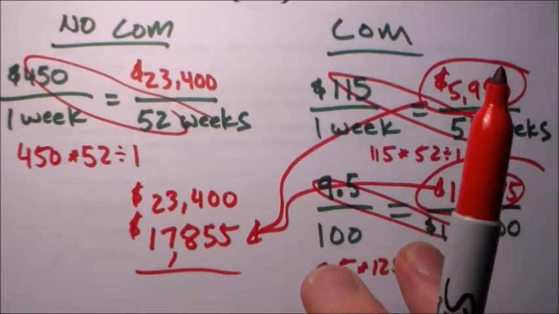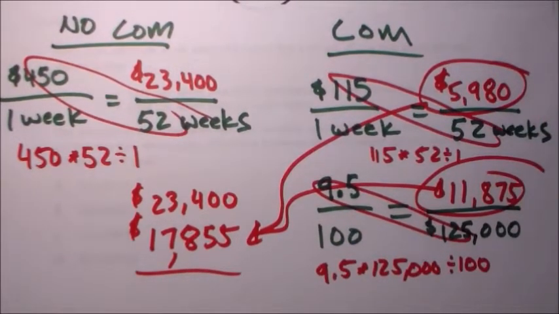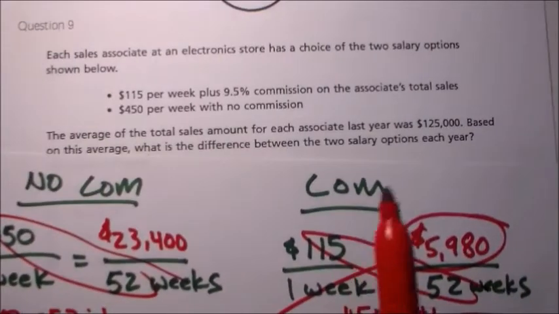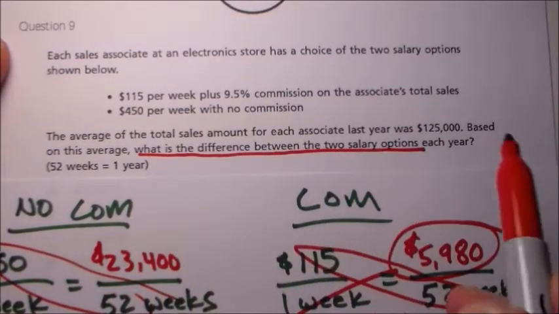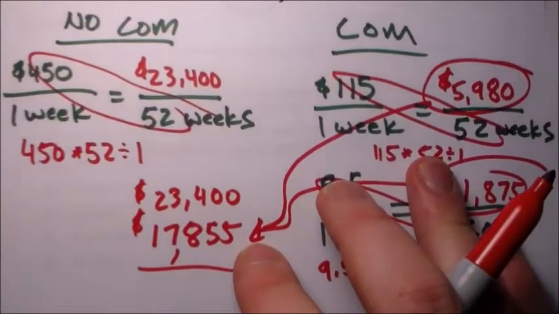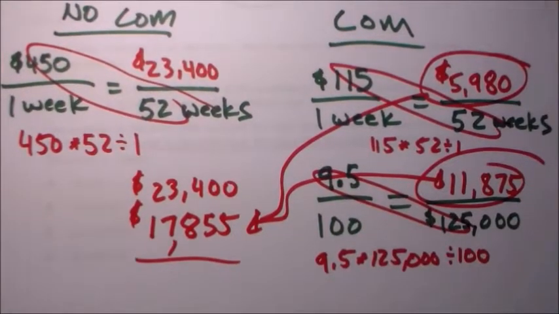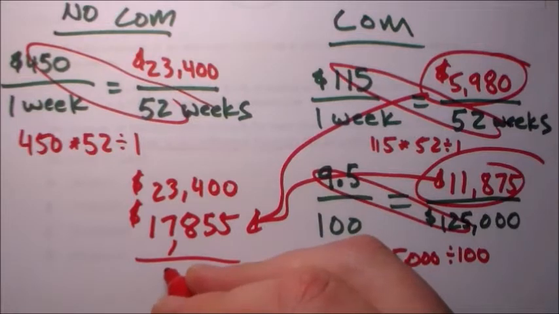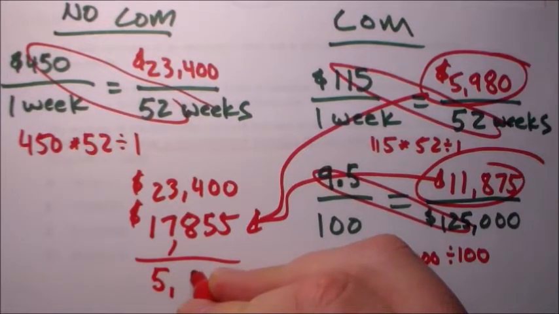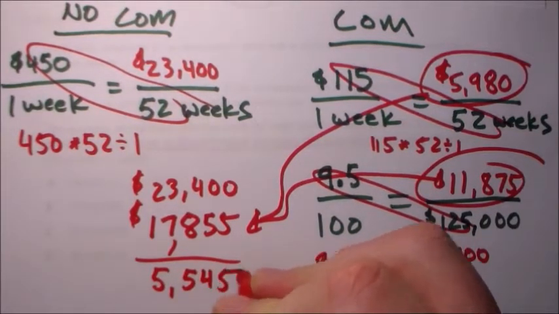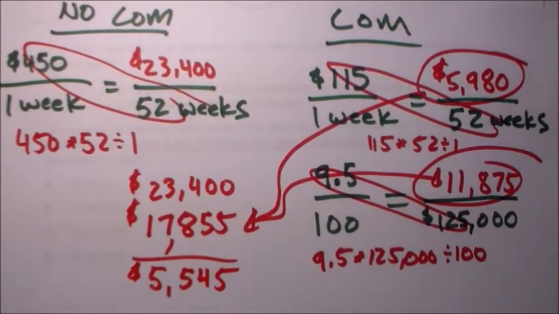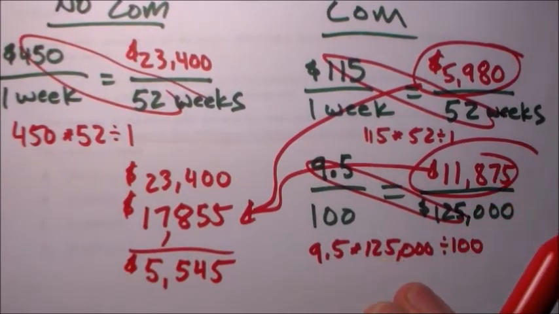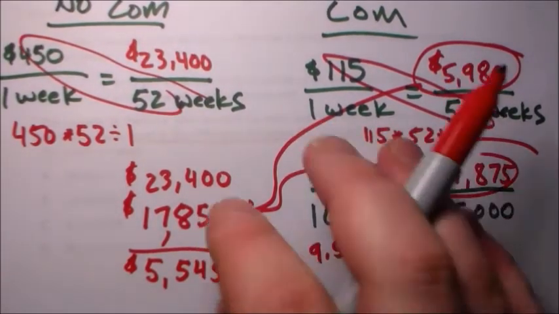But the question doesn't say, which salary approach do you want to use? It says, what is the difference between the two salary options? Okay, so difference means subtraction. I know how to subtract. I'm good at that. I am a pro, especially if I have a calculator, which you would for this question. Just plug it in and you get 5,545. That is your difference. Just subtract them. That's your difference. 5,545.